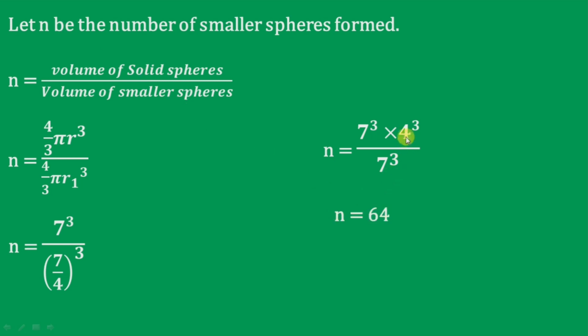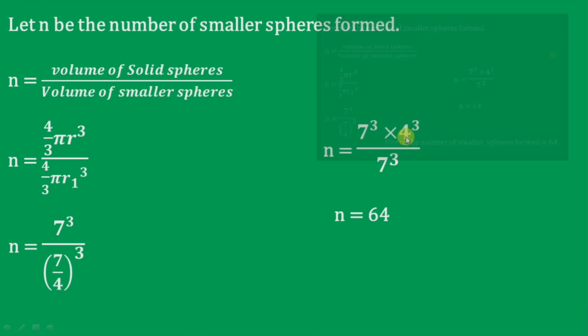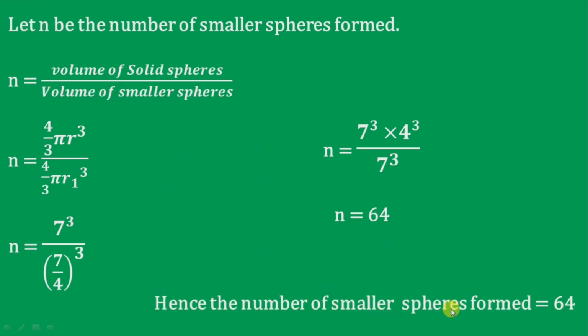Therefore n is equal to cube of 4, which is 64. Hence the number of smaller spheres formed is equal to 64.